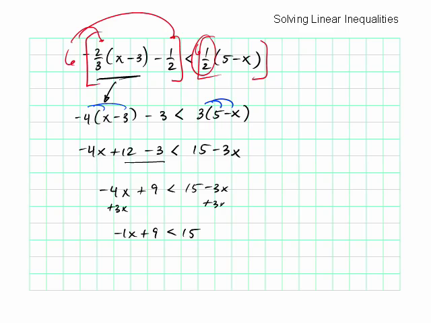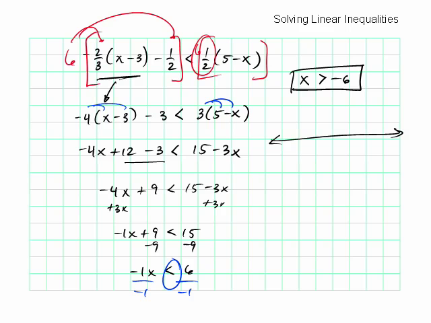Subtract 9. Negative 1x less than 6. And now finally, to solve for x, we have to divide both sides by a negative 1. I just divided both sides by a negative number, so I have to reverse the sign. And so I end up with x is greater than negative 6. So there's my solution as an inequality.